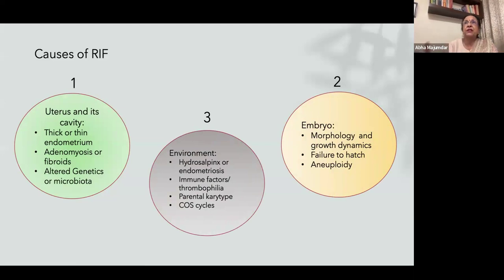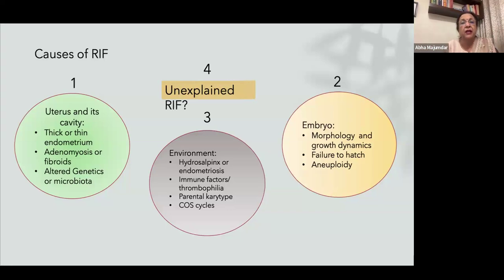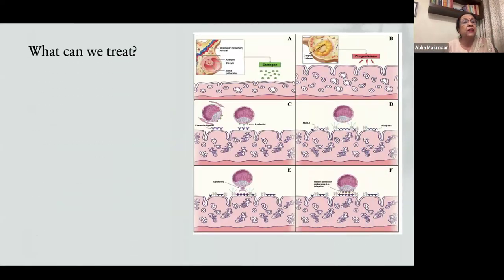The HOXA10 receptors, the alpha-5, beta-3 integrins, are they lower in this patient due to a hydrosalpinx, which is sitting on the side of the uterus, or endometrioma, or there is a parental karyotype, which is deterring the implantation, or fresh transfer COS cycles. And then when all these 3 are excluded, then we come to the 4th group of unexplained RIF. So what can we treat? What we know, we can treat. What we don't know, we cannot treat.